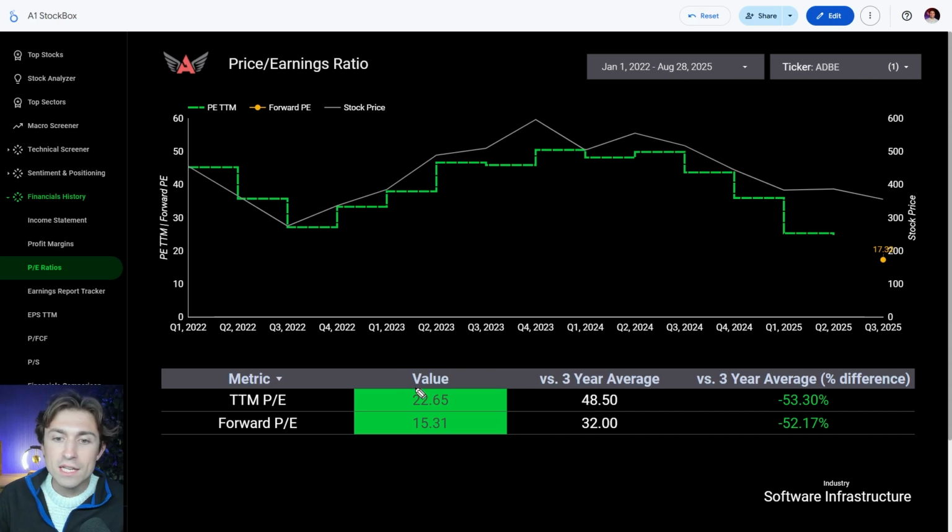So what we can see here is that at the time of recording this video, Adobe, or ticker symbol ADBE, is getting a 22.65 trailing 12-month PE ratio. The 3-year historical average for the stock is 48.5, showing that on a relative basis versus the 3-year average, the stock may actually be trading, well, it is trading very cheap relative to its own history.